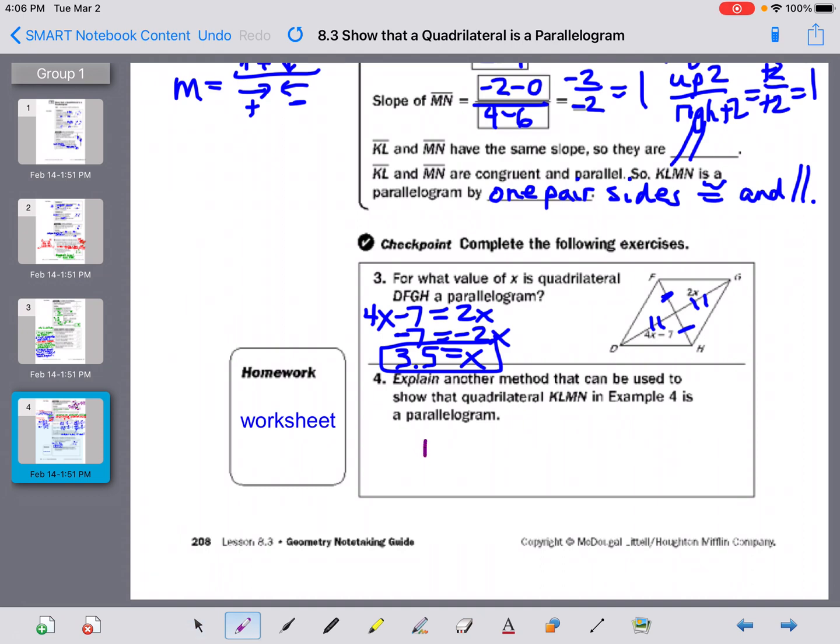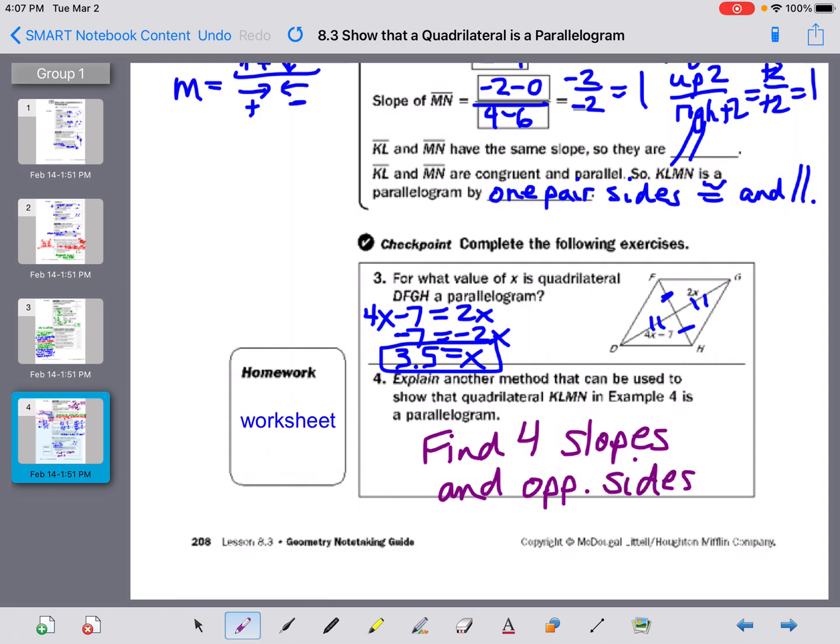So when I come back down and answer number 4, what's another way I could use? I could find 4 slopes. And I did, right? I just found 4 slopes. And I could just say opposite sides are parallel, and those 4 slopes prove those opposite sides parallel. I could have also gone back up and found 2 more distance formulas and said opposite sides are congruent. So multiple ways we can do this.